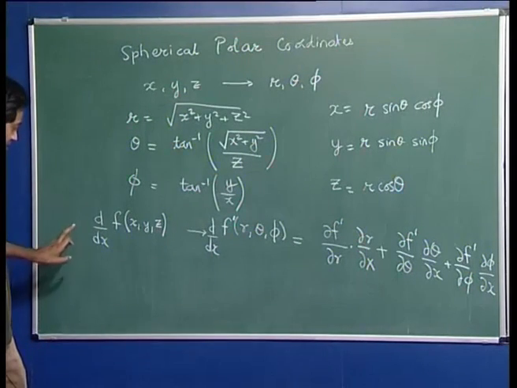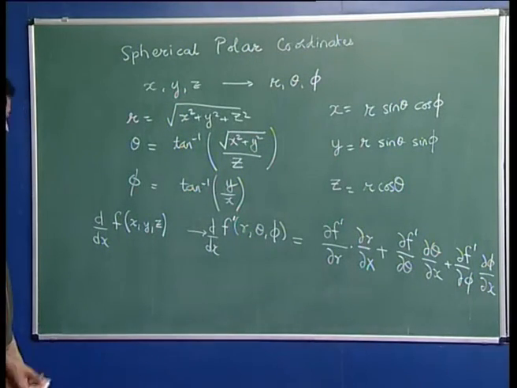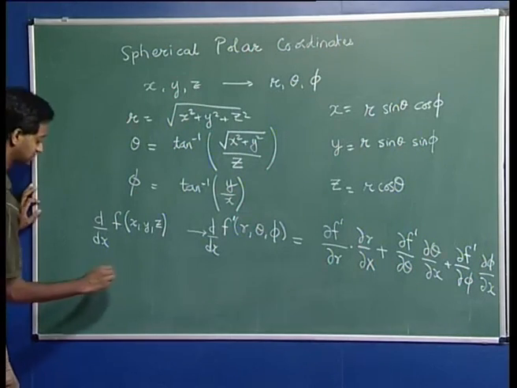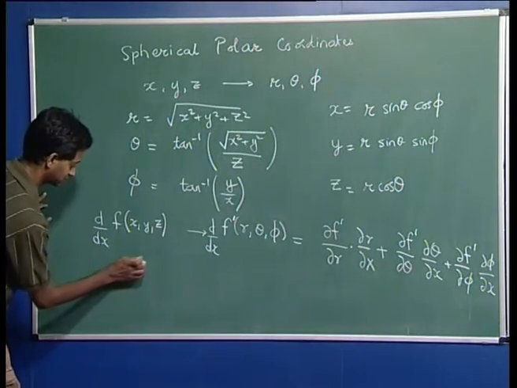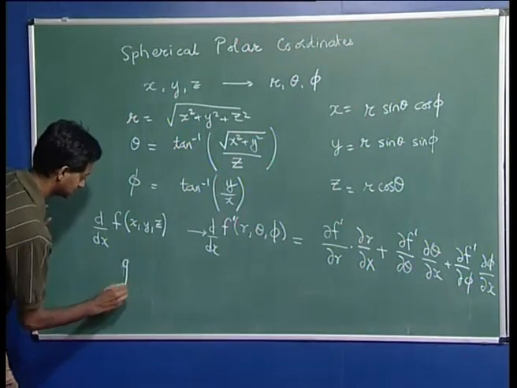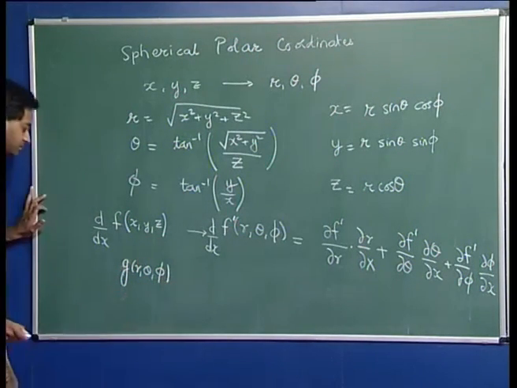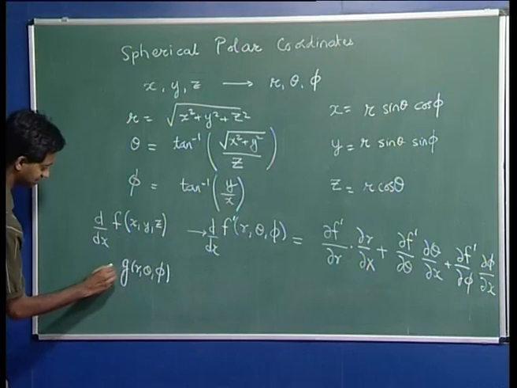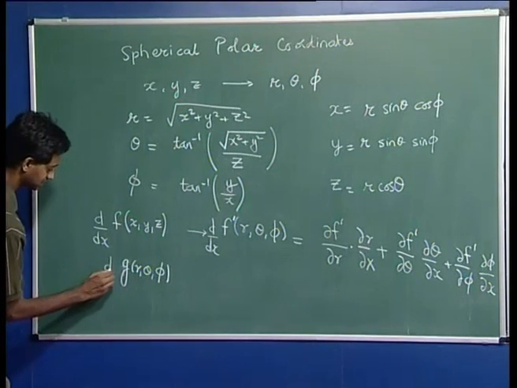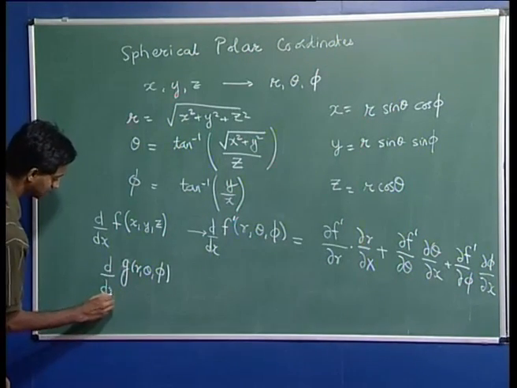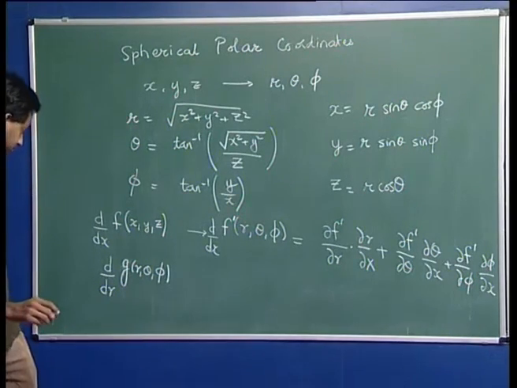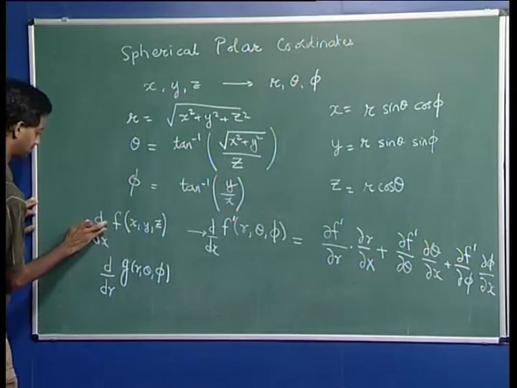Okay. Now you could ask a question, what about going the other way? So, suppose I had a function, I will call it g of r, theta, phi, and I am taking derivatives with respect to r of this function. Actually, this should be a partial derivative.